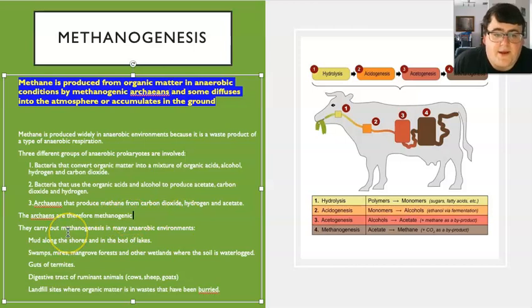They will carry out methanogenesis in many different anaerobic environments. So they can create methane in the mud along the shores, in the bed of lakes, in swamps, mires, mangroves, and other wetlands where soil is waterlogged so oxygen can't physically get in; in the guts of termites to help break down the items that termites can't digest; in the digestive tract of ruminant animals. So ruminant animals are things like cows, sheep, and goats, and that's what we've got in this diagram here, as well as landfill sites where organic matter in waste has been buried under the ground and there's limited oxygen. So those are the conditions where methane will be generated.